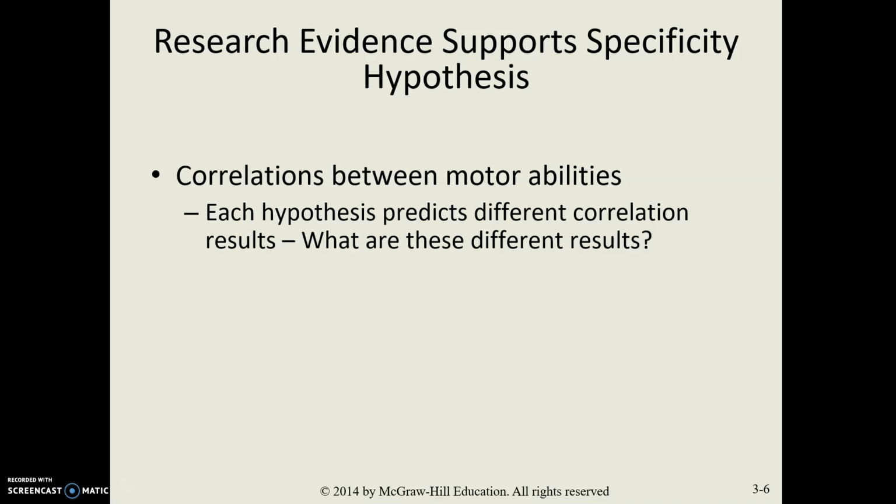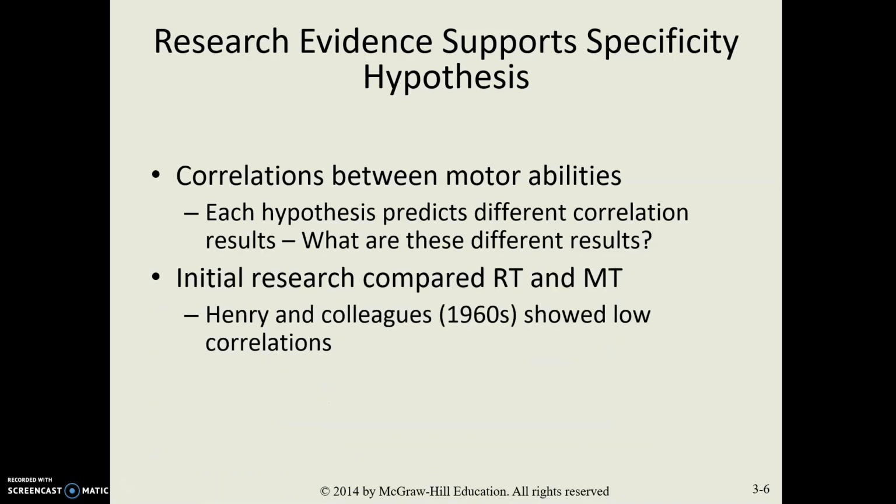And so I'm just going to share a few studies with you. One was a study that was done by Henry and his colleagues in the 1960s that looked at reaction time and movement time. And as you remember from our last chapter, we looked at reaction time and movement time. In his research, he did find that reaction time and movement time are two different motor abilities, and they are low in correlation, so they're independent of one another. So someone might have very high reaction time and very slow movement time, or vice versa. Or they may have the same amount, but that's based on their individual underlying motor ability.